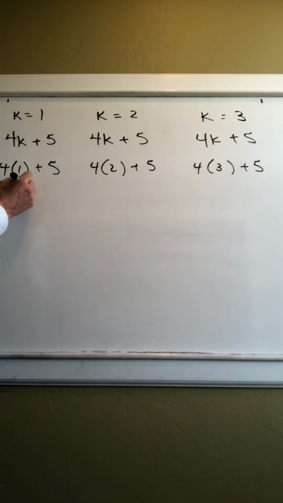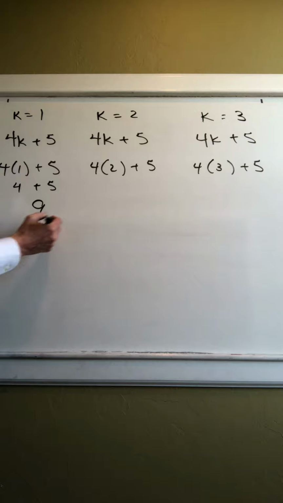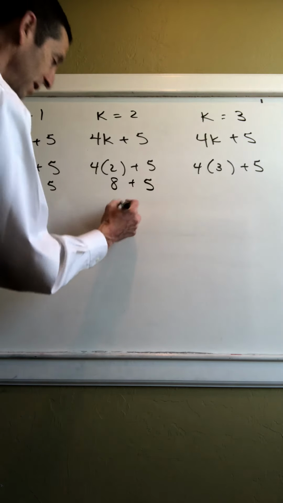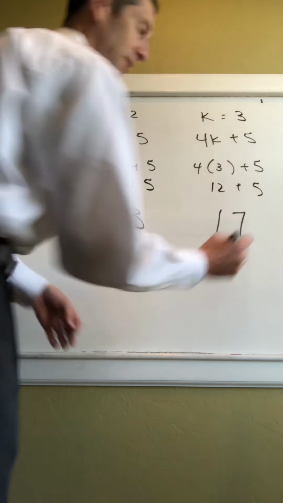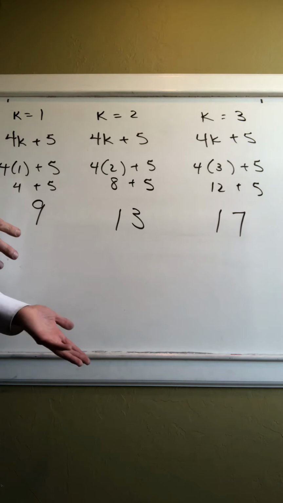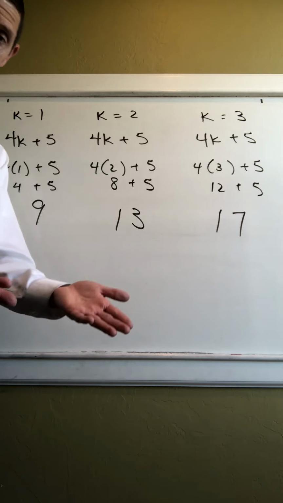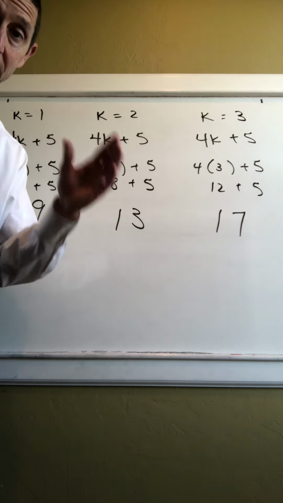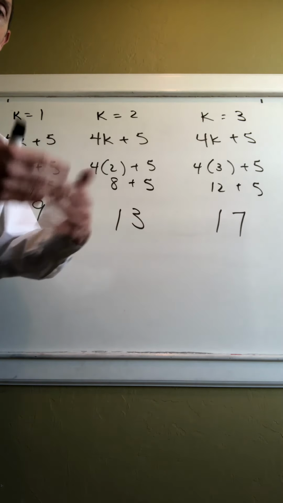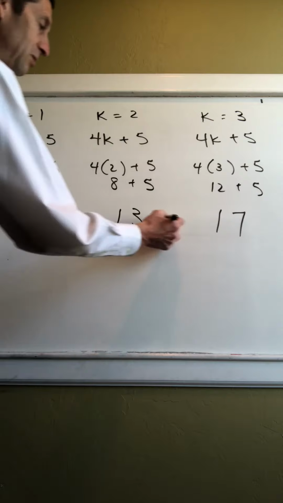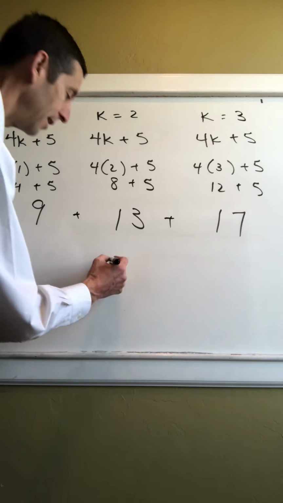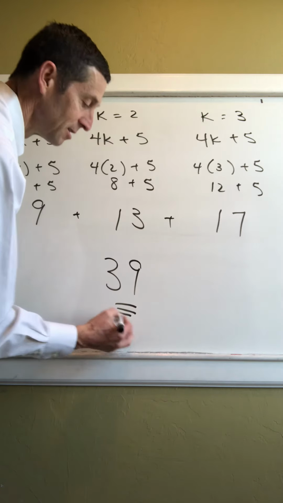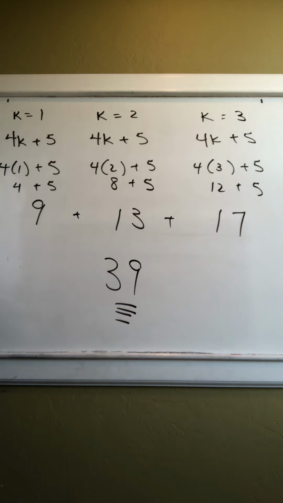So this will be 4 plus 5, that's 9, 8 plus 5 is 13, 12 plus 5 is 17. So you got your 3 answers, but the problem is called a summation. When you say summation, you think addition, which means you take your 3 little answers, the 9, the 13, 17, add those together, and you get your final answer.